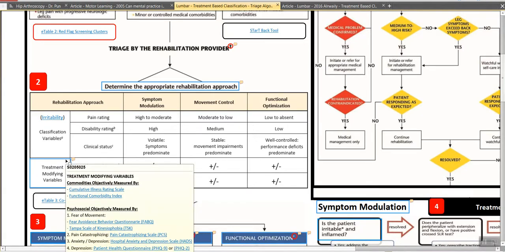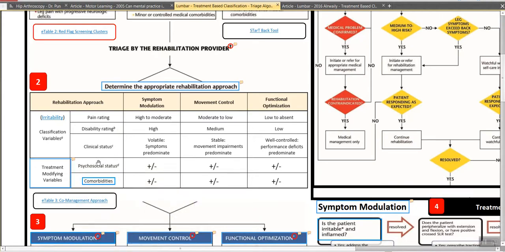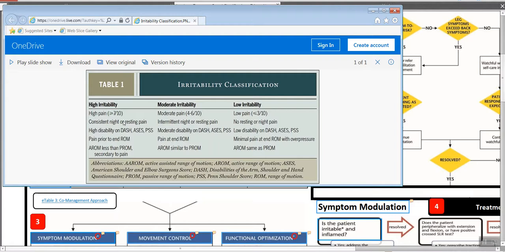Treatment modifications, or modifiable variables. So the things that would modify your treatment would be the person's psychosocial status as well as their comorbidities. Additionally, you need to consider their irritability. Irritability, I think, is best described by Kelly et al. and Jo Petit, though she was describing frozen shoulder and adhesive capsulitis. I think that it serves as a good reference.